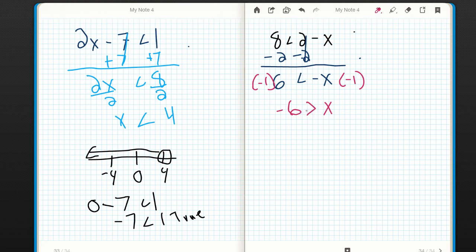So now, a lot of people get this wrong because apparently they don't know that you can read left to right and right to left. So if you read it left to right, this says -6 is greater than x. If we read this right to left, this says x is less than -6. So you might be saying, whoa, that's crazy.